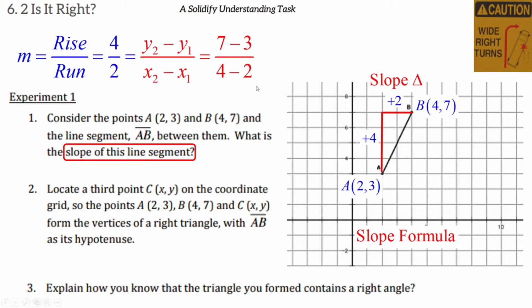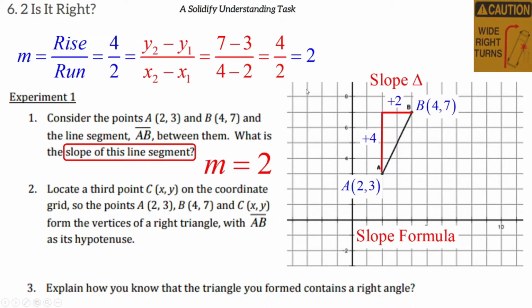And of course, if we simplify this, guess what we're going to get? 7 minus 3 is 4, and 4 minus 2 is 2. Now, 4 divided by 2, let's simplify that. So we have a slope of 2, implying segment AB, the segment right here, has a slope of 2. Every 2 units it rises, it's going to run 1. And then if we did that again, we end up at point B right there. So the slope is 2.